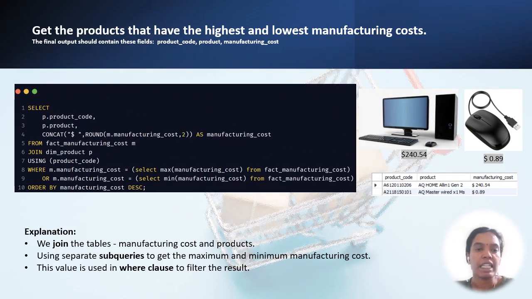Get the products that have highest and lowest manufacturing cost. To find the product with highest and lowest manufacturing cost, we need to use subqueries in where clause, and we can see that AQ Home, the personal computer, has the highest manufacturing cost and the wired mouse has the lowest manufacturing cost.